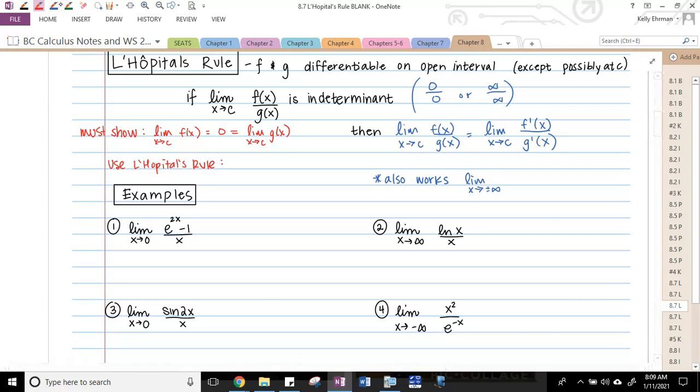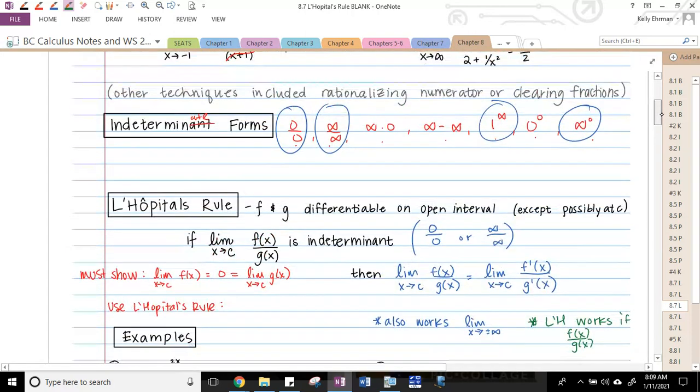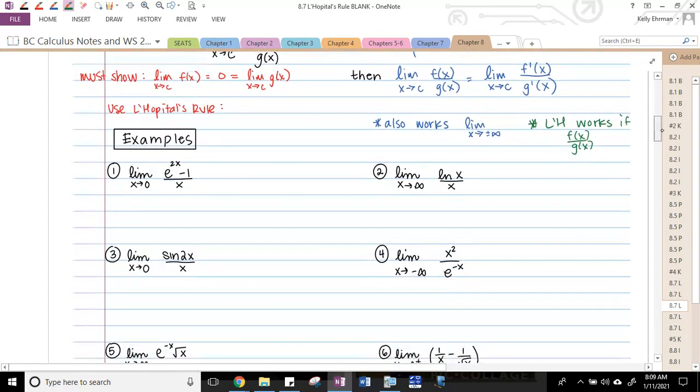Also, let's make one more note. Sorry, all these little extra notes. L'Hopital's rule, LH, works if you have f of x over g of x. Sometimes I'll get students that want to use it no matter what from here on out. Like if you have a product of two things, it only works if you have a rational expression here. For now, for these two indeterminate scenarios.